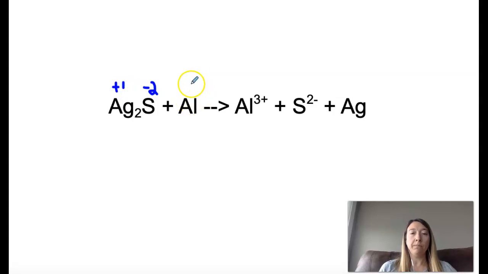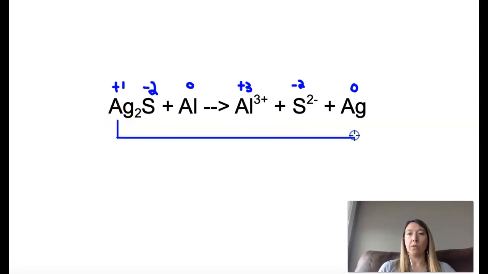Okay, we have aluminum, there's no charge, so it's 0. We have Al3+, so it's going to be +3. Okay, we have an S2-, so it's going to be -2. And then we have Ag, so it's going to be 0. Okay, so step 1 is done. Step 2, draw linker lines for things that change. So silver was +1.